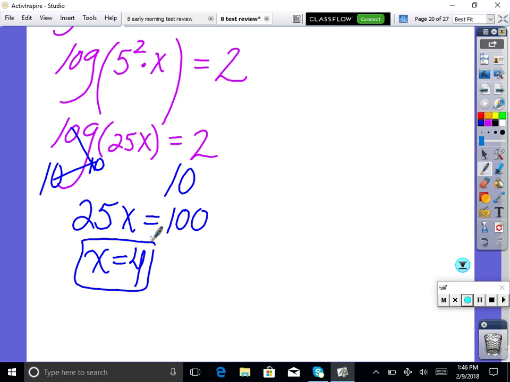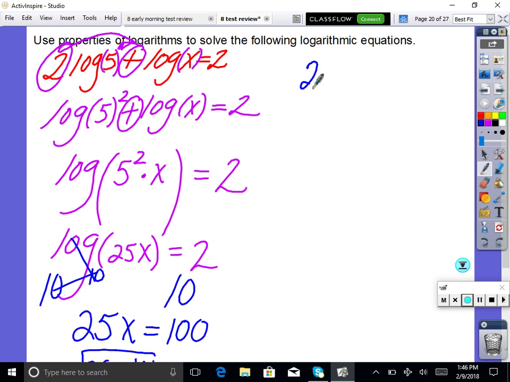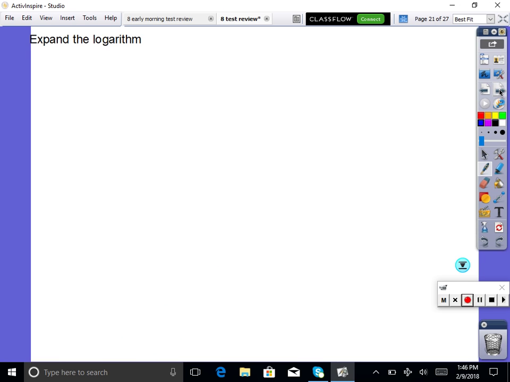And if we check our answer, that would be plugging it back into the original. So we would have 2 log of 5 in our calculator plus log of 4. If you hit enter, you should get 2, and we do.